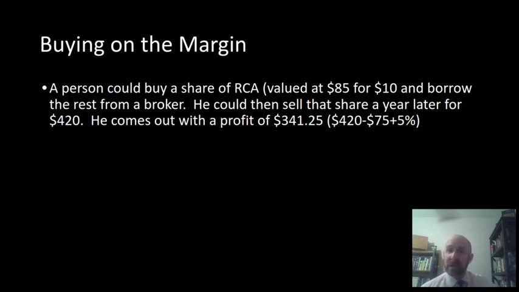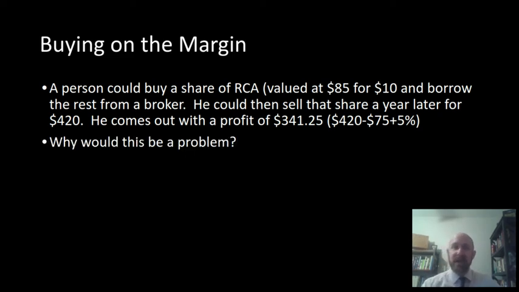Think about taking $10 and in a year turning it into $341 without really doing any work, not having to leave your house and put on a tie or anything like that. And so people thought this was some magic way to make money. Magic doesn't exist. If you bought the wrong thing, you not only lost your $10, but now you're in the hole for the $75 and 5% interest on that.